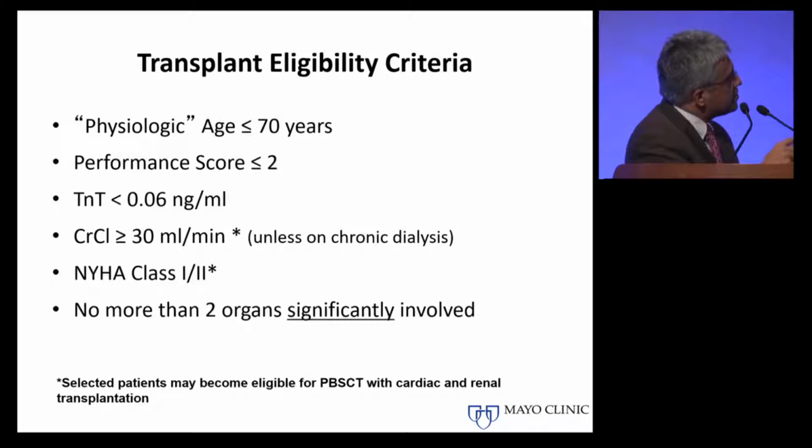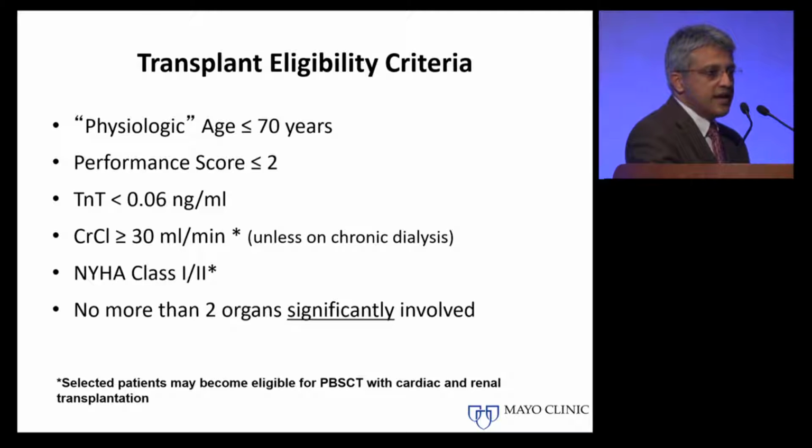So this slide summarizes our current selection criteria for patients with amyloidosis whom we are considering for autologous stem cell transplant. So the patients whom we are taking to transplant are less than 70 with physiologic age less than 70, reasonably good performance score, a cutoff of troponin of 0.06, creatinine clearance that's more than 30, and NYHA class 1 or 2, and no more than 2 organs involved.